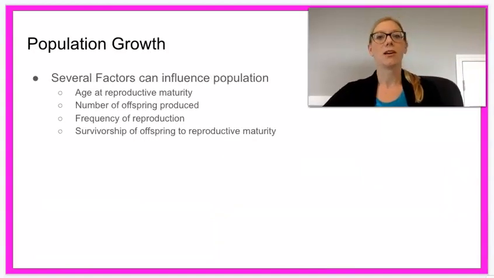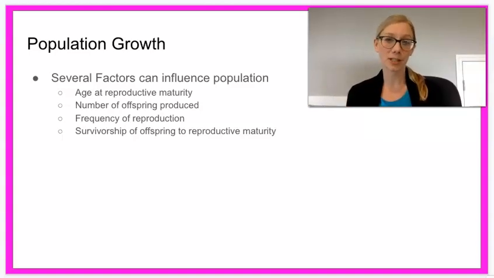So now let's talk about population growth. Okay, there are several factors that influence population growth, and I'm sure you can actually think about a lot of them, but some of them we don't always think about.